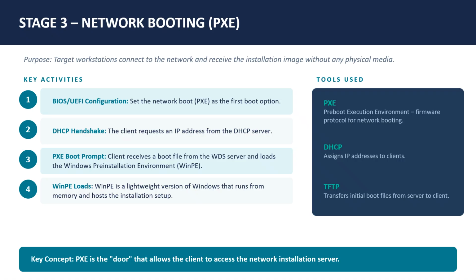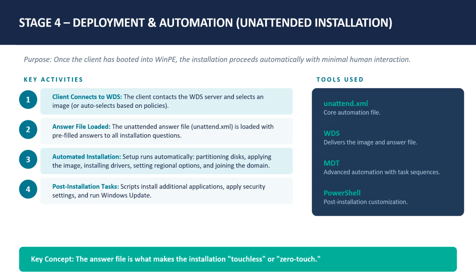Once the client has booted into WinPE, the installation must proceed automatically with minimal human interaction. The client connects to the WDS server and selects an installation image, or the server can auto-select one based on policies you have defined.